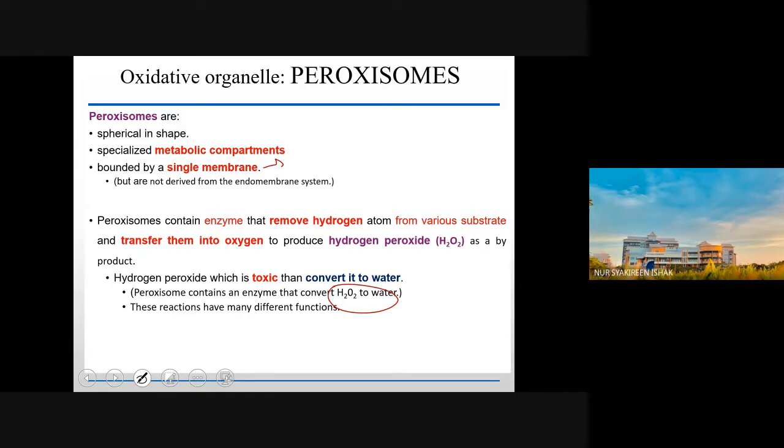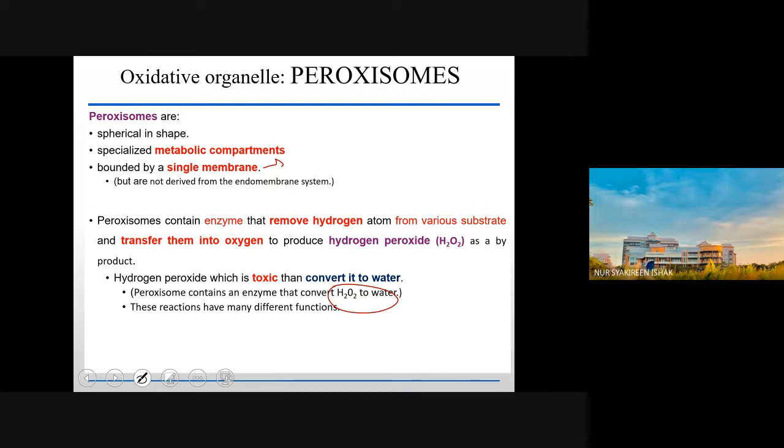So the peroxisome takes hydrogen ions from the toxic substance and transfers them to oxygen to produce hydrogen peroxide. But this hydrogen peroxide is still toxic, so then it will be converted into water.